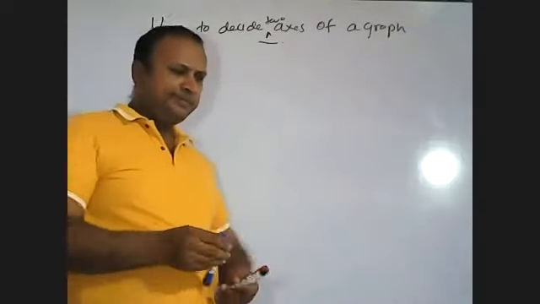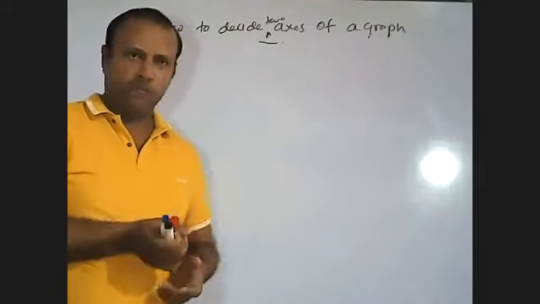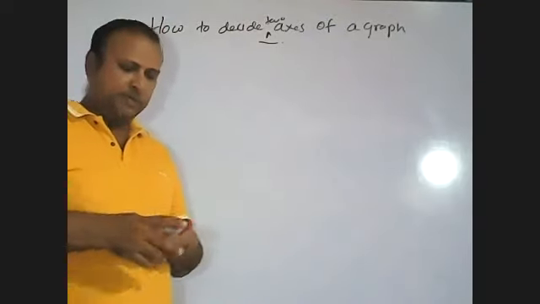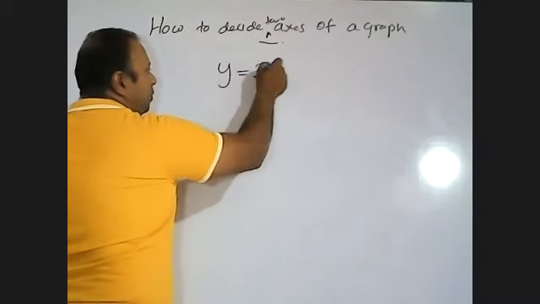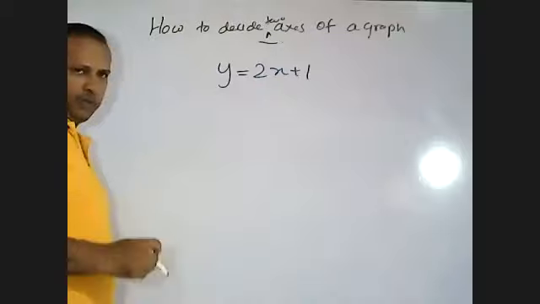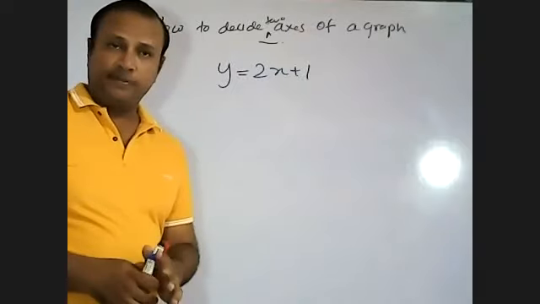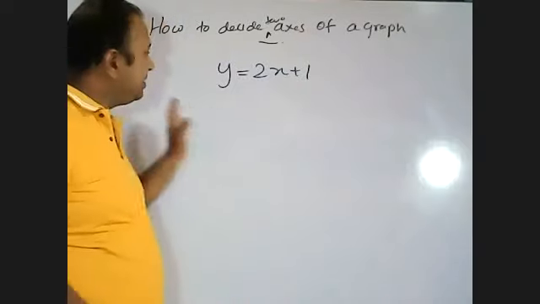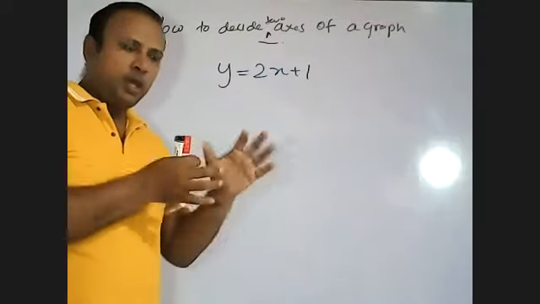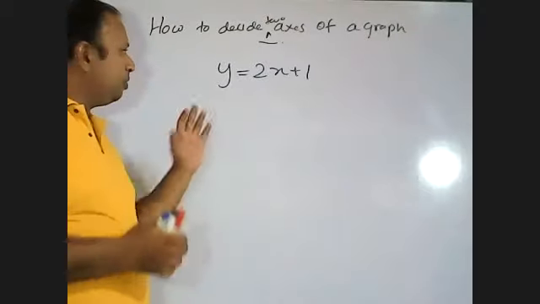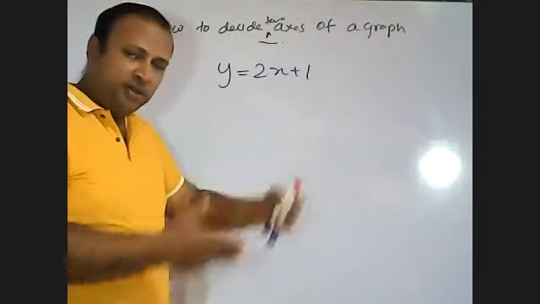You know, a graph is a graphical representation of a relationship. Suppose you are given the equation y equals 2x plus 1, and you are asked to represent this relationship or equation in a graphical form, that means using a graph. How to draw a graph using this relationship? How did you draw this?